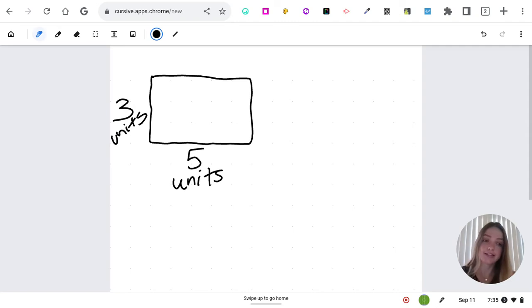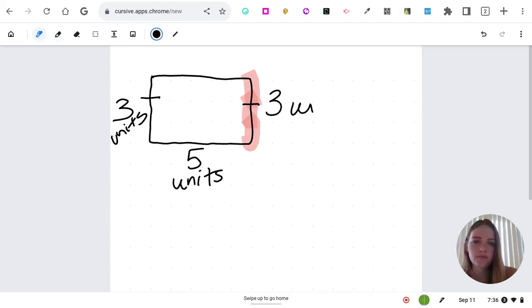Since this is a rectangle, that means that this side is going to be the same as this side. So I know that this is 3 units. I could have also counted 1, 2, 3. And same for this side. Since I have a rectangle, this side is going to be the same as this side. So this is going to be 5 units as well.